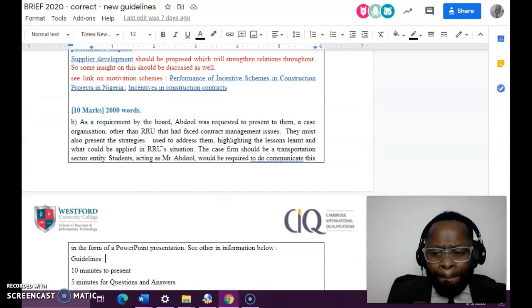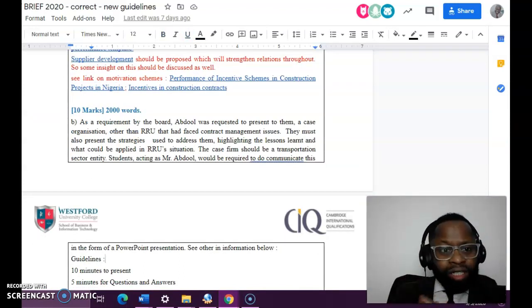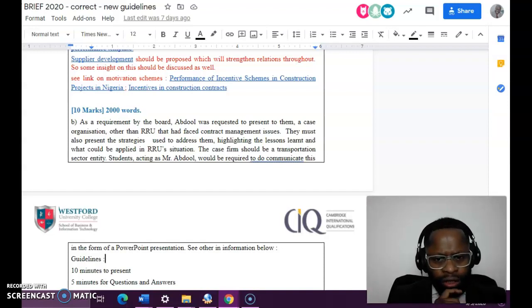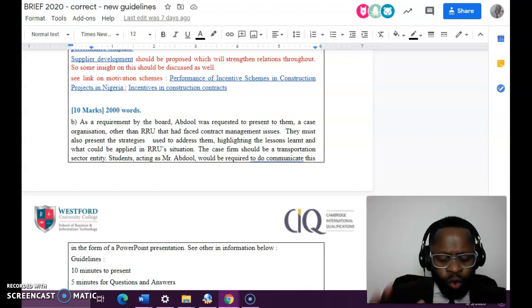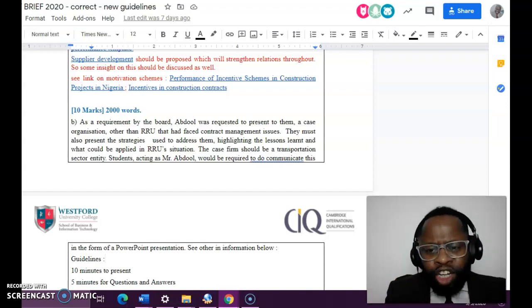Right. So just making the question more simple for you guys. What is this about? Basically, you are required to find, research, look for a company, particularly in the transportation sector. That's what you have to do, right? And you want a company to compare RRU with, right? So it's as if you're benchmarking.